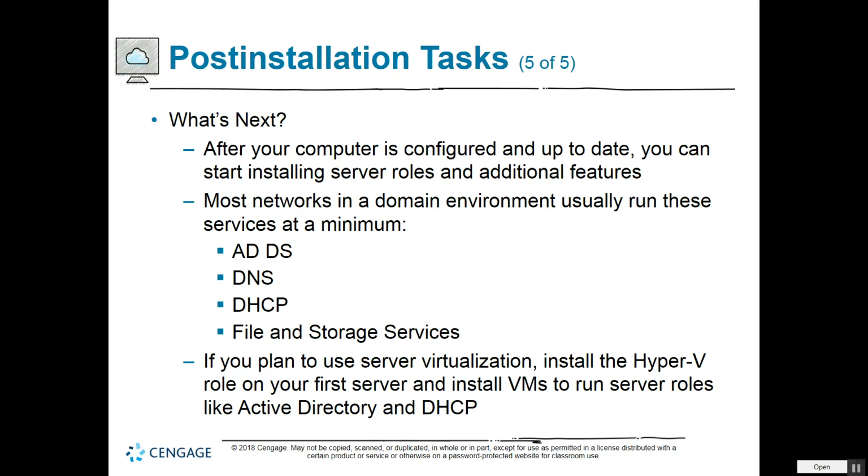Now most networks in a domain environment usually run these services at a minimum: Active Directory Domain Services, DNS, DHCP, and file and storage services. Now if you plan to use server virtualization, install the Hyper-V role as well on your first server and install virtual machines to run server roles. And that'll act like Active Directory and DHCP.